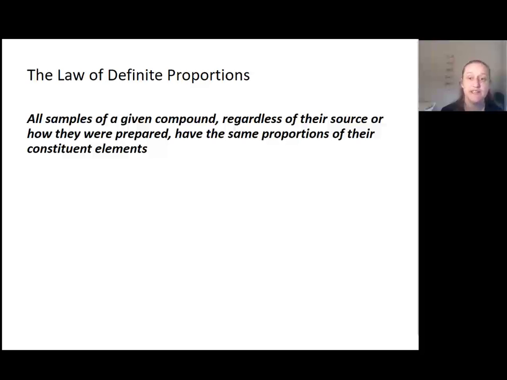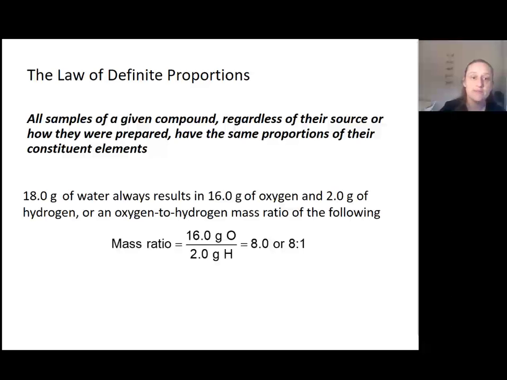Next, we have the law of definite proportions, which is that for all samples of a given compound, we have the same proportions of their constituent elements. That means that if you have 18 grams of water, there will always be 16 grams of oxygen and 2 grams of hydrogen, resulting in an oxygen to hydrogen mass ratio of 8 to 1.